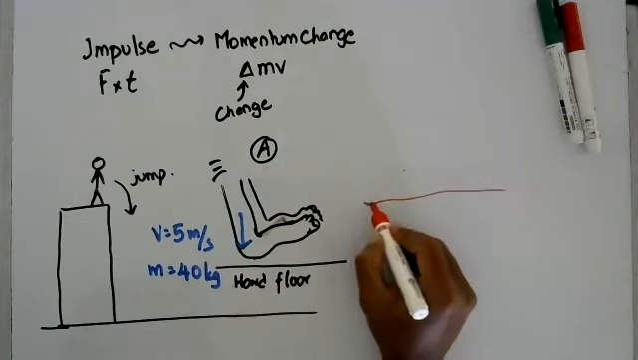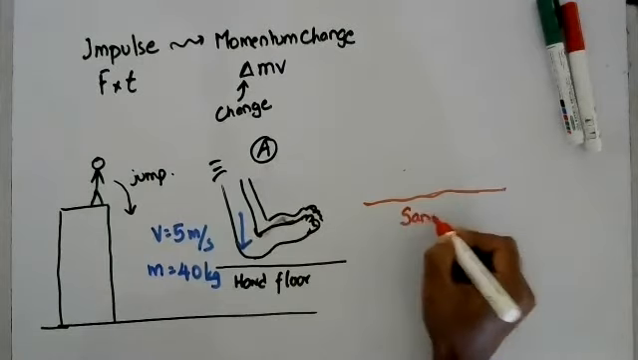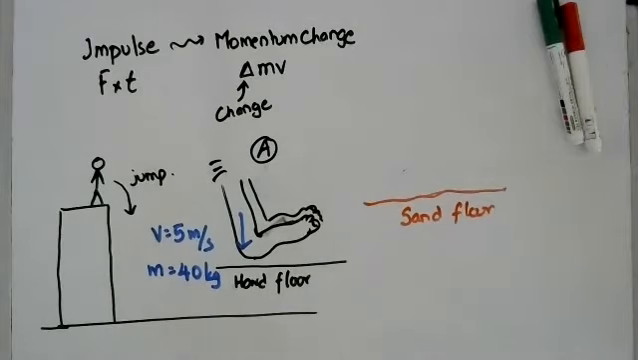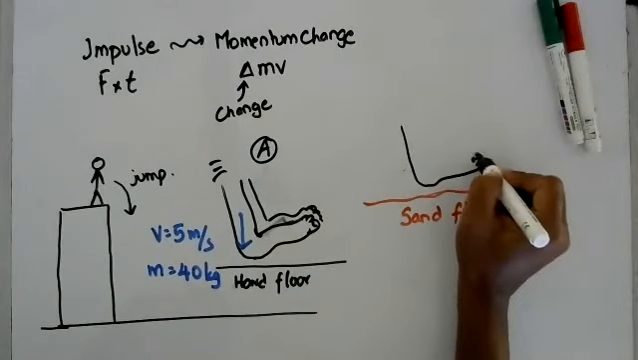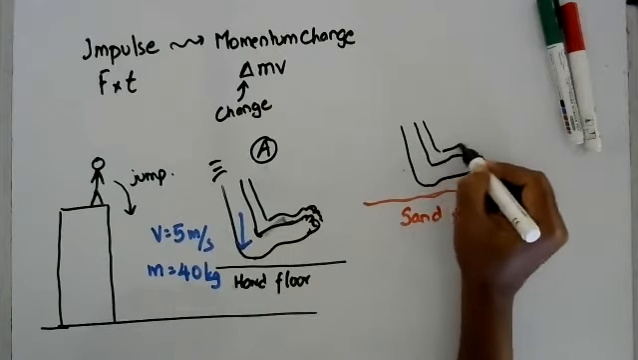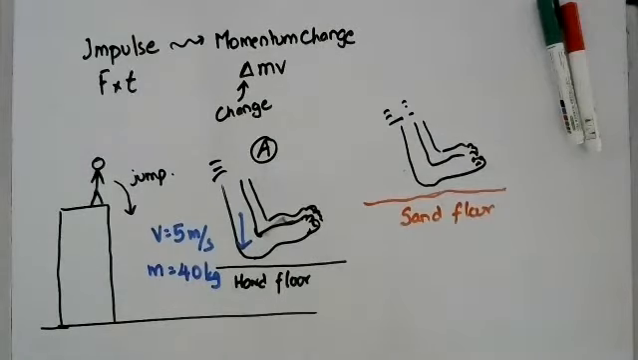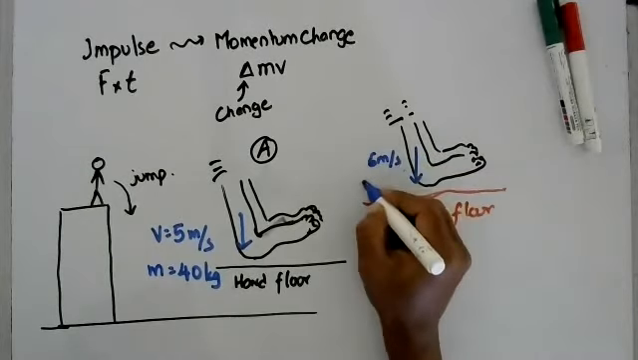The surface A is the hard floor, like the tile floor that we have in our classroom, marble tiles. The next one is a sand floor or a sand landing area. And of course, the rest of the situation is exactly the same. You're doing the same 5 meters per second and the same 40 kilograms.